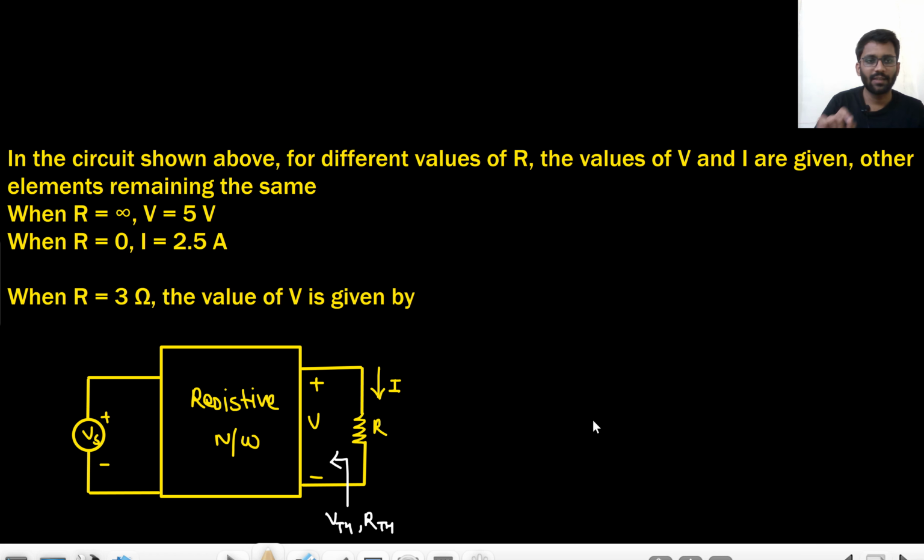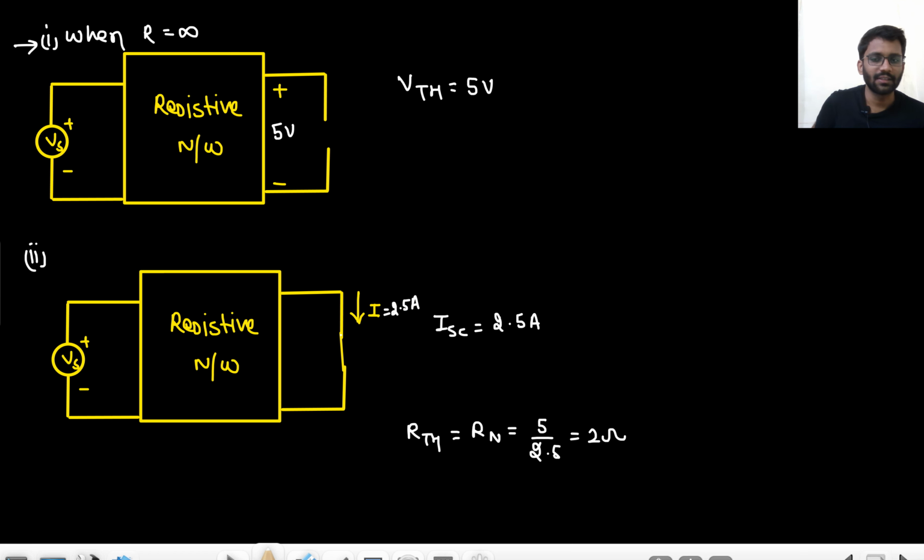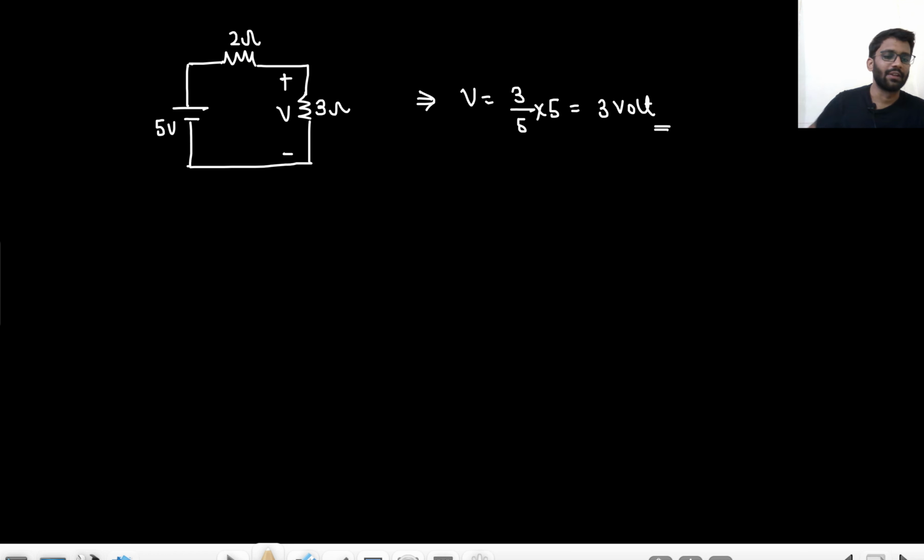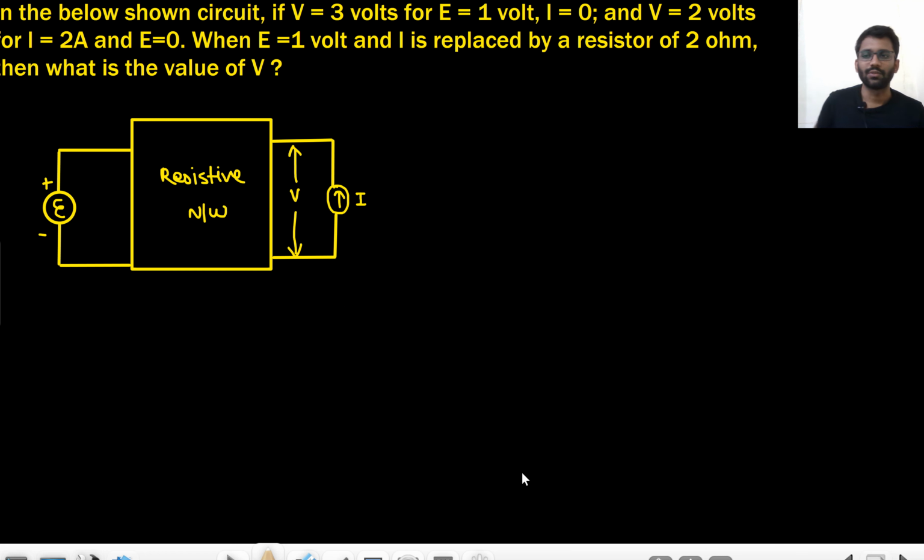So whenever GATE or any other exam asks this kind of question, they just want you to find the Thevenin equivalent and then find the answer. From the given information you can find the Thevenin equivalent. R equals infinity means open circuit voltage, and what is open circuit voltage? That is VTH only. And R equals 0 means short circuit current, and that is ISC. From there you can find the RTH, and VTH is already there, so you can find the value of V. Let's move on to the next question.